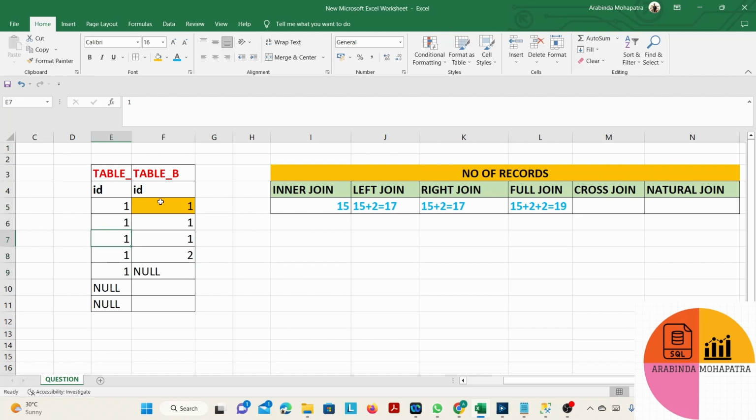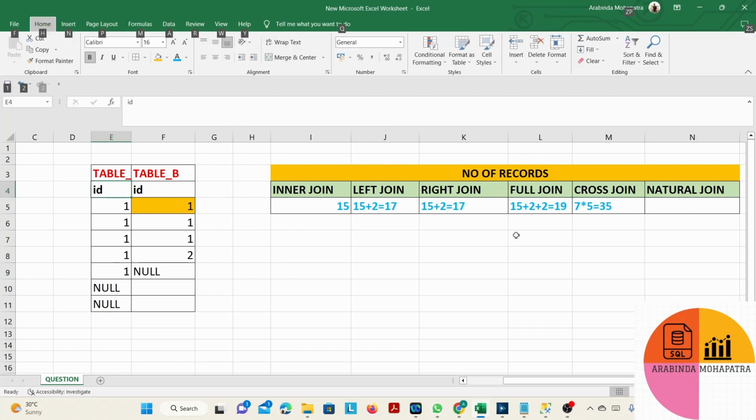Likewise, it will be considered a Cartesian product: the number of rows from the first table multiplied by the number of rows from the second table. So how many rows are present? 7 from the first table, 7 into 5. The total number of records in table B is 5. So 7 into 5 equals 35.